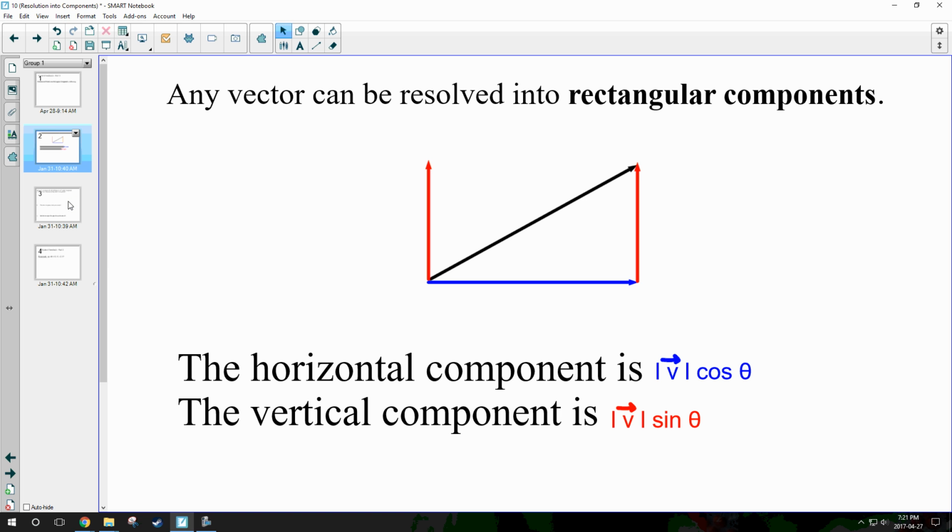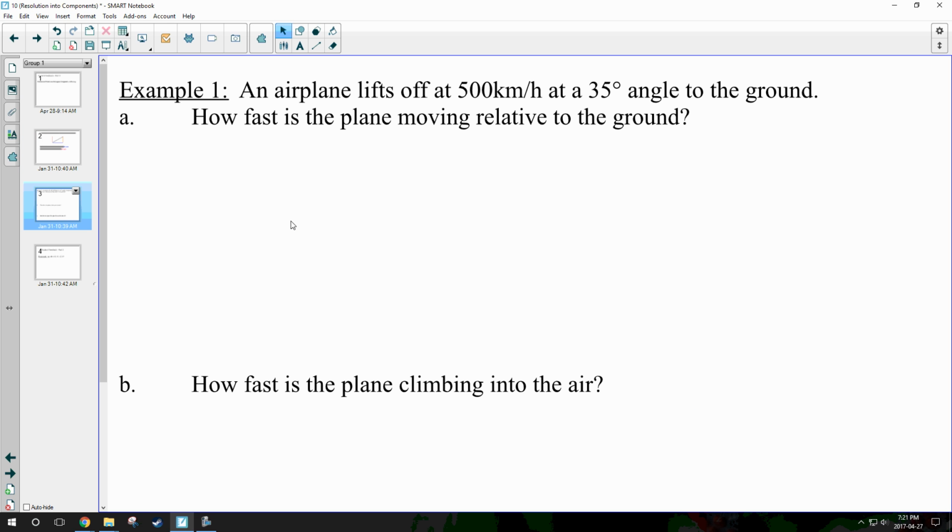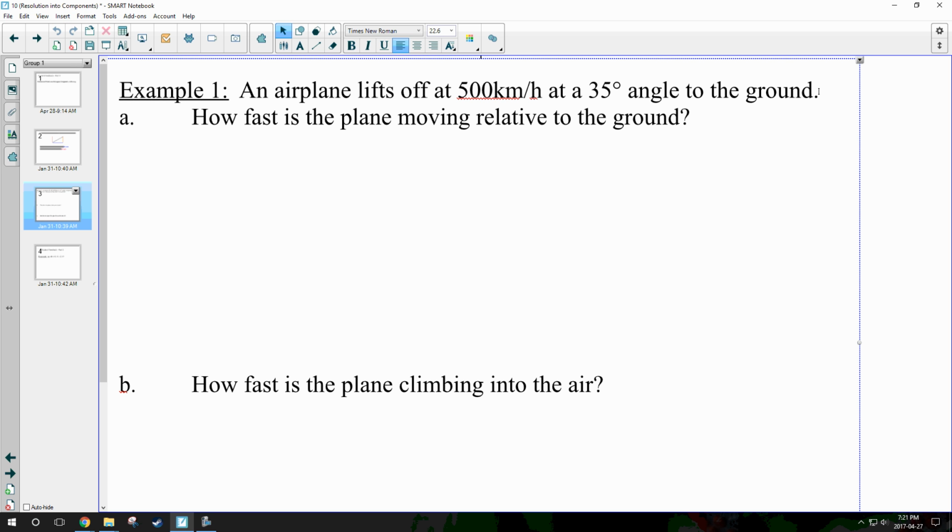So let's take a look at an example to reinforce these concepts. In our example here, we're looking at an airplane that lifts off the ground at 500 kilometers per hour, and it's lifting off at an angle of 35 degrees from the ground. Now remember, the best thing to do with word problems is always to draw a diagram. So let's draw a diagram of the information that it gives us here.